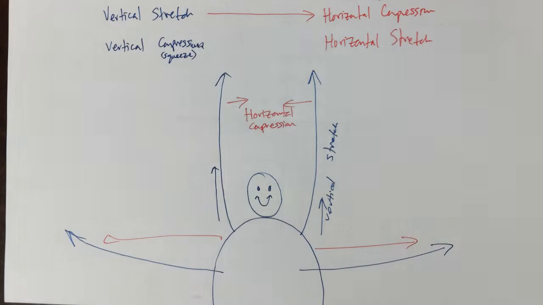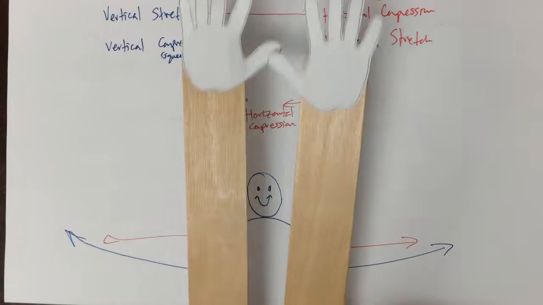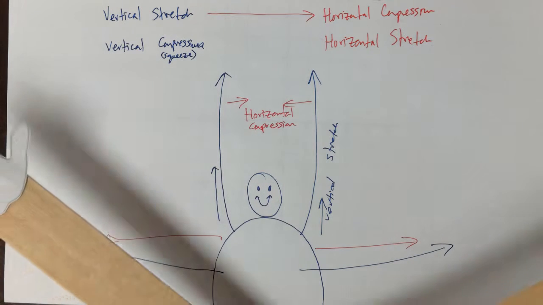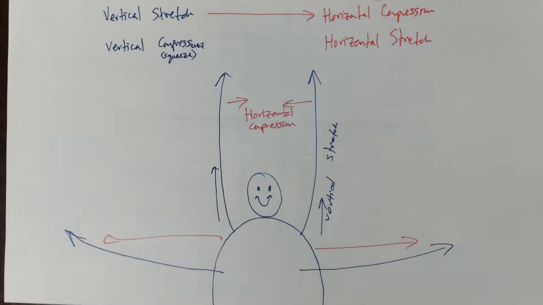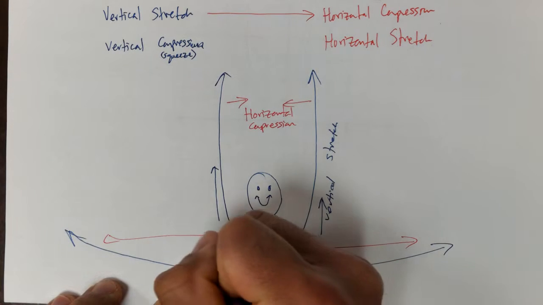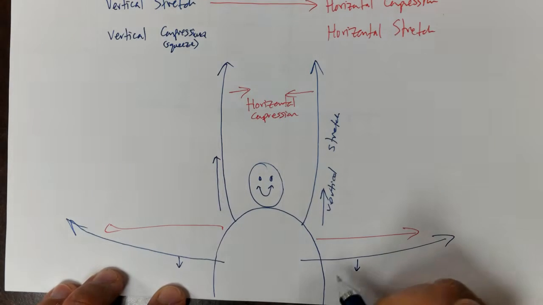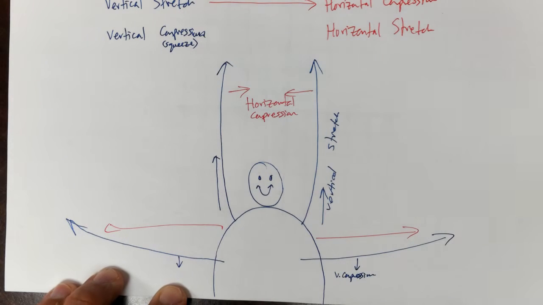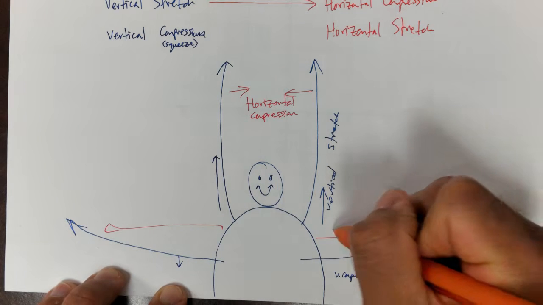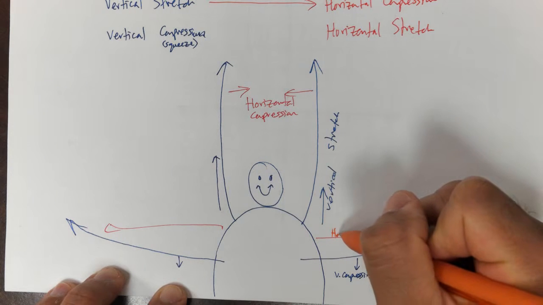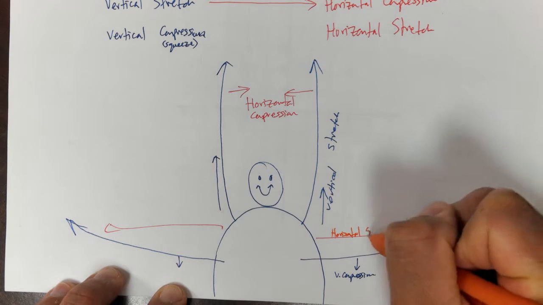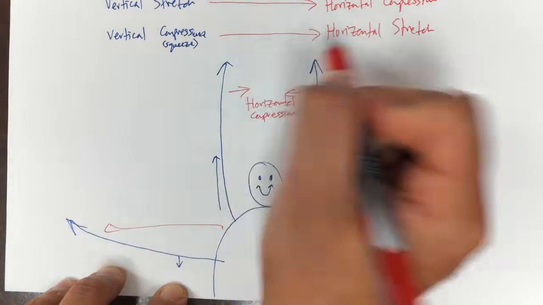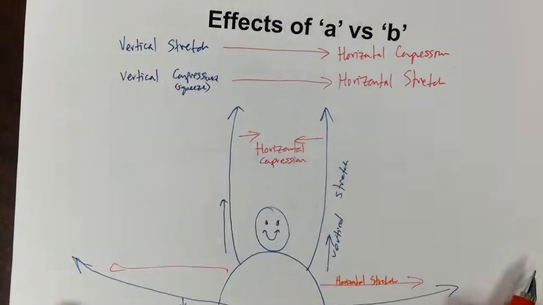And what's happening vertically to my hands? Instead of it going vertically stretching, I'm now making my hands wider. I'm compressing them, right? These lines are going lower. So we call that a vertical compression while I'm doing a horizontal stretch. Right? So we're kind of doing the opposite here.